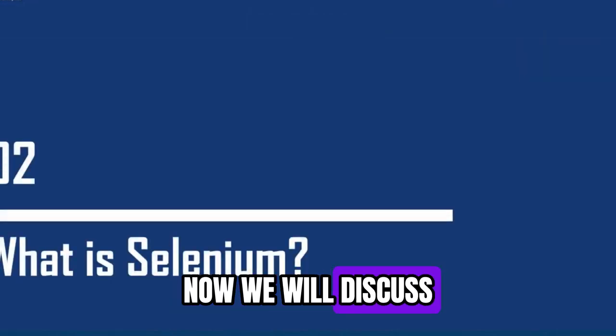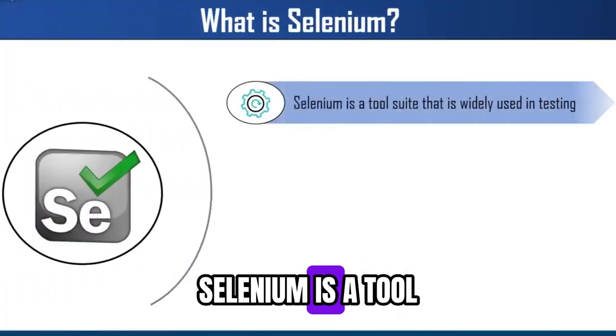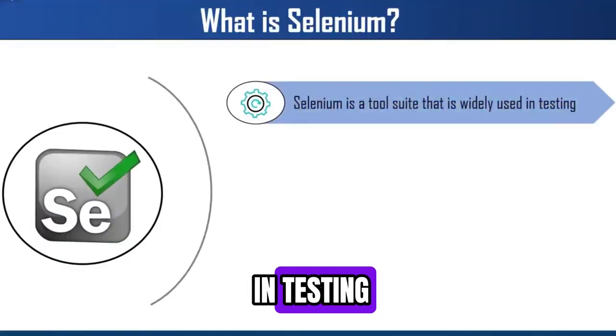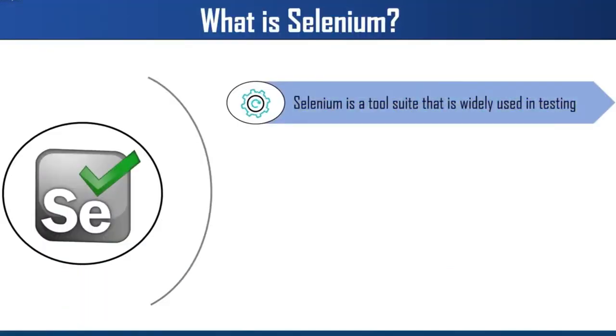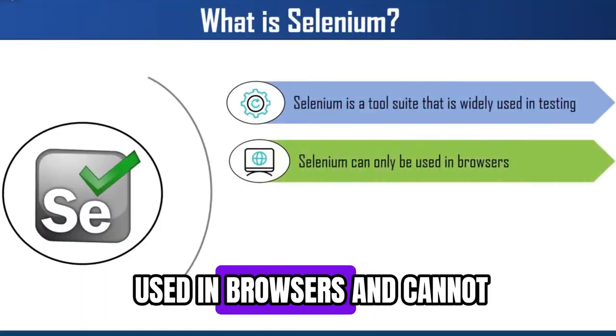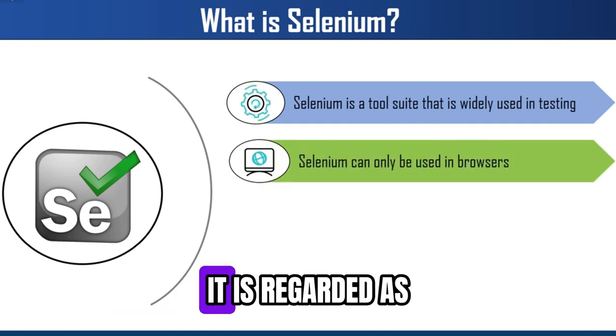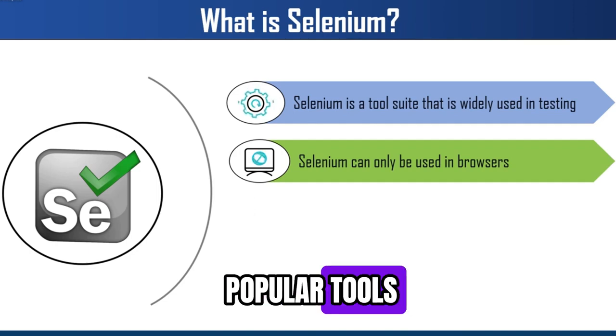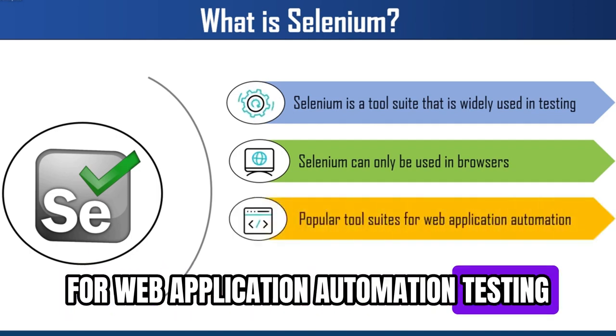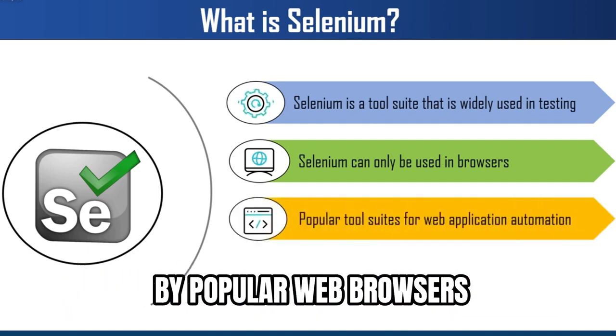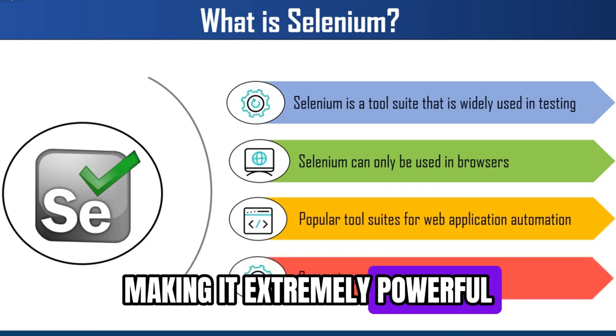Now, we will discuss what Selenium is. Selenium is a tool that is widely used in the testing community for cross-browser testing. Selenium can only be used in browsers and cannot be used for automating desktop applications. It is regarded as one of the most popular tools for web application automation testing because it is supported by popular web browsers, making it extremely powerful.